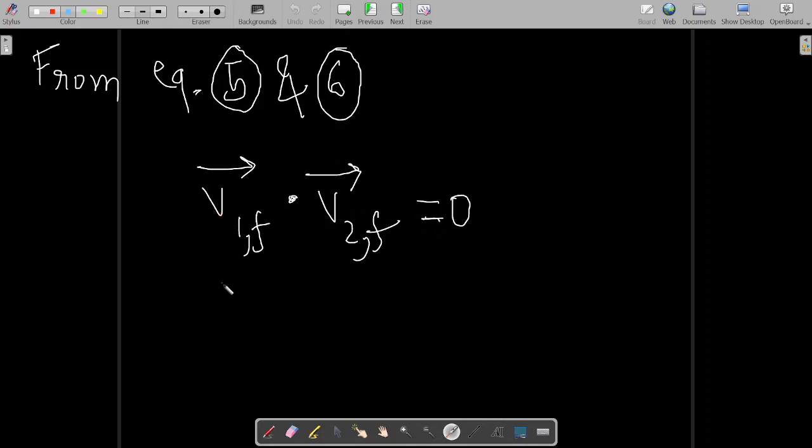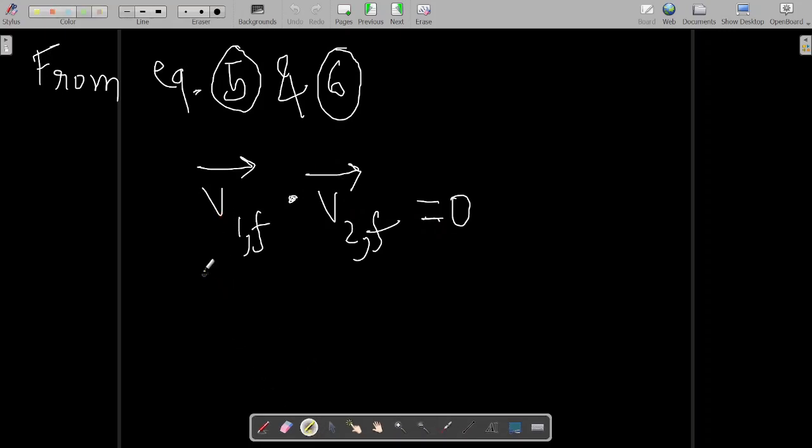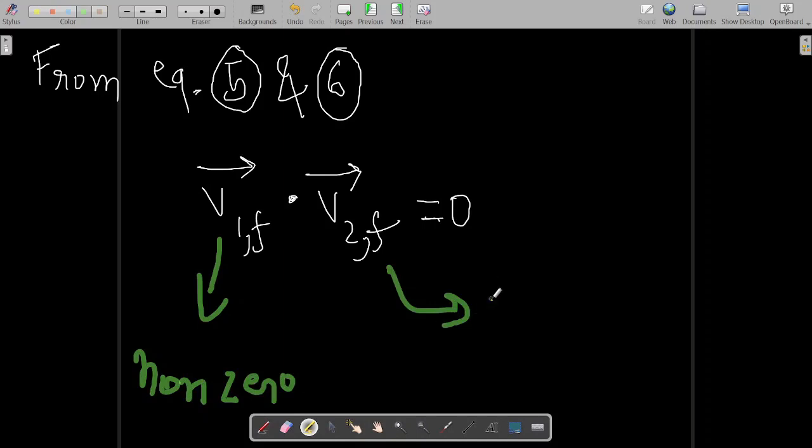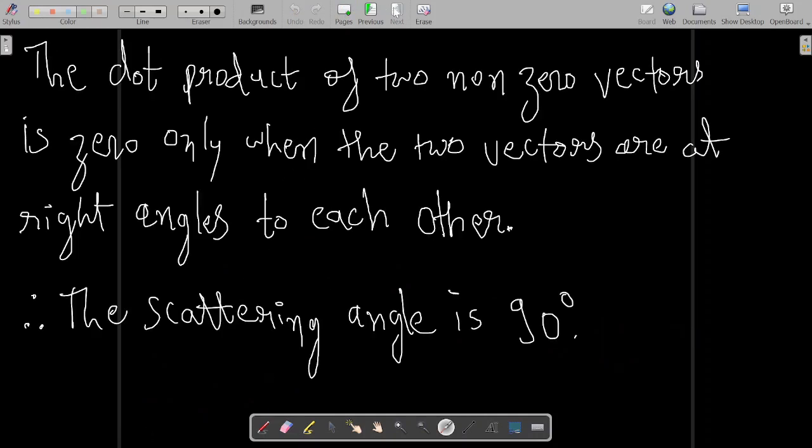Now the magnitude of this particular vector is non-zero, and again for this vector the magnitude is non-zero. If the magnitude is non-zero and still their dot product is 0, that means the vectors are perpendicular. Because the dot product of two non-zero vectors is 0 only when the two vectors are at right angles to each other.